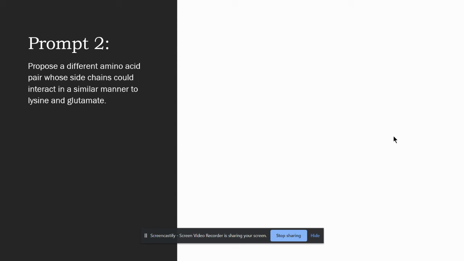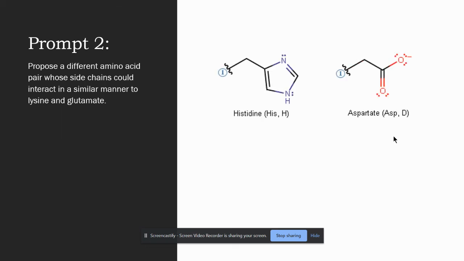Prompt 2, we were asked to propose a different amino acid pair whose side chains could interact in a similar manner to lysine and glutamate. There are many combos that would be able to interact in a similar manner to these two. For example, histidine and aspartate. They are also like lysine and glutamate. One amino acid is acidic and the other is basic.